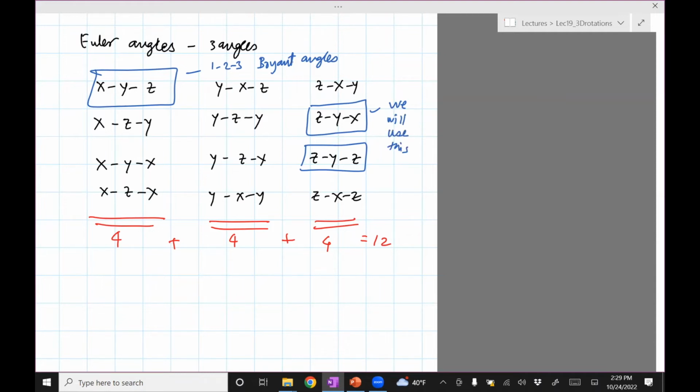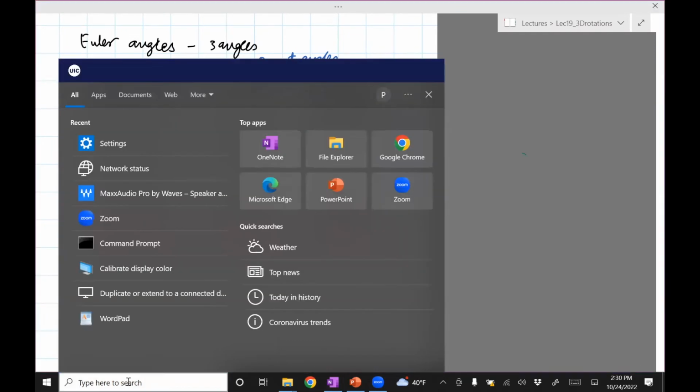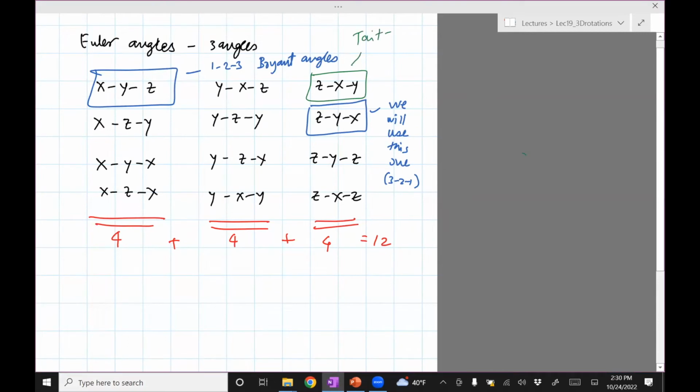It's also the 3, 2, 1. I don't think it's called, maybe it's called Tait-Bryan, I forget. Let me just quickly check. ZXY, that's the Tait-Bryan. So not this one, but ZXY. This one has a name: Tait-Bryan angles. It's usually used in aerospace.